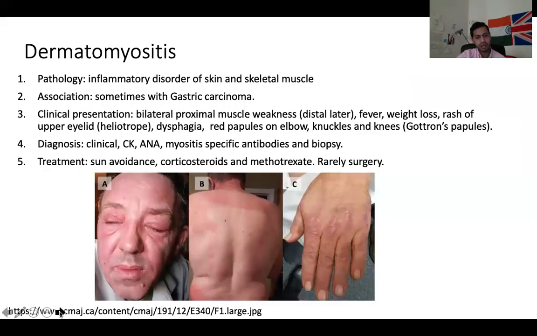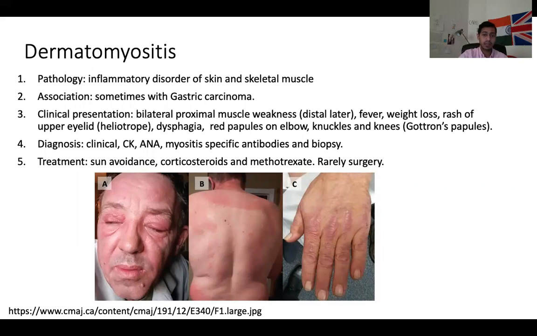So the first muscle pathology that we will talk about is dermatomyositis. This is an inflammatory disorder of the skin and the skeletal muscle. It is sometimes associated with gastric carcinoma, but to be completely honest, I think it has a very unknown etiology, where there's no general consensus.